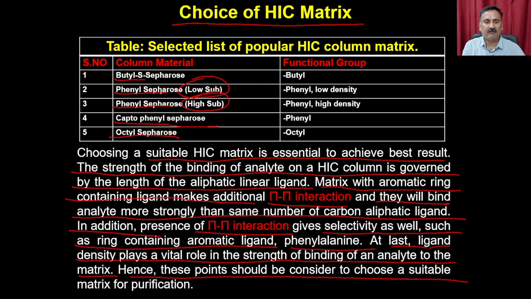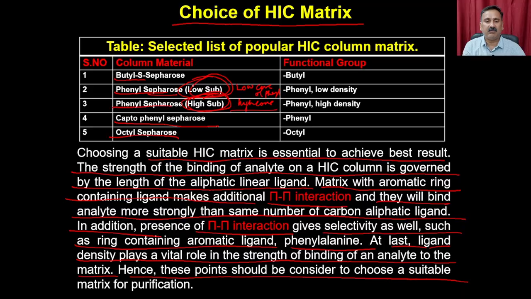For example, you have two choices. You can use phenyl Sepharose low substituted and phenyl Sepharose high substituted. Low substituted means a low concentration of the phenyl group present on the matrix, whereas here you are going to have a high concentration. So depending on the affinity of a protein for a matrix, you can choose whether you want the low substituted or the high substituted.